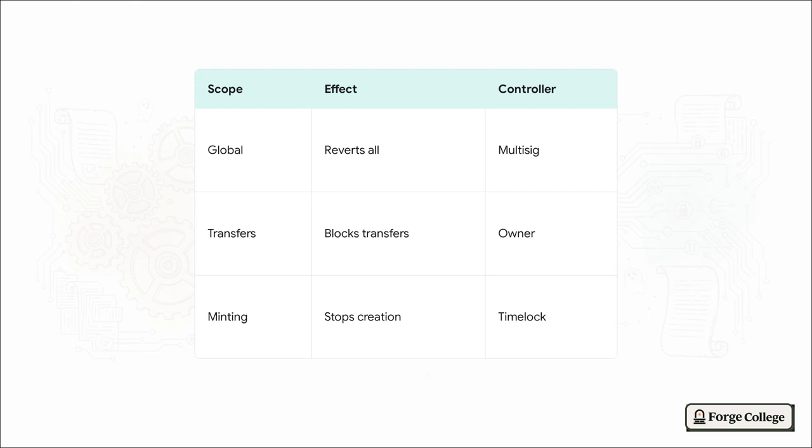And this brilliantly illustrates the trade-offs we have to make in our scope. Look, if you implement a global pause, all state changes revert. You get maximum safety but zero availability. This is usually controlled by a multi-sig or a governance vote.